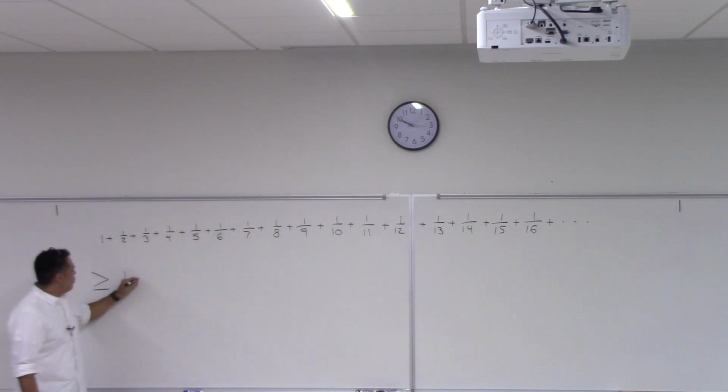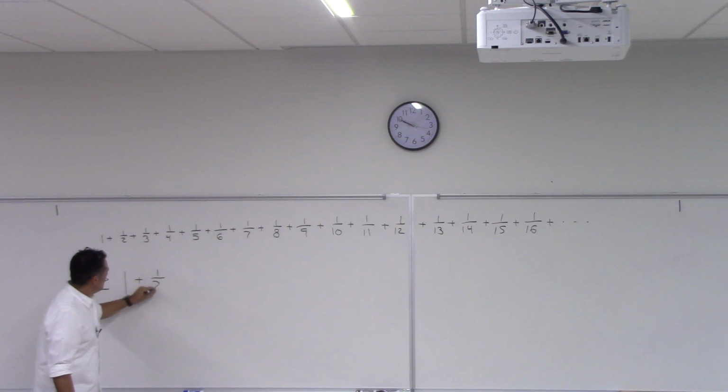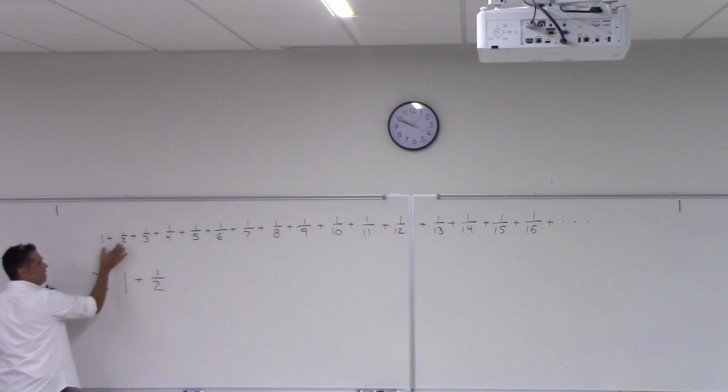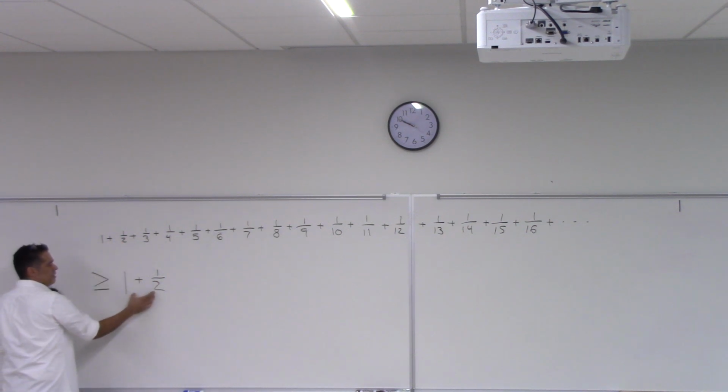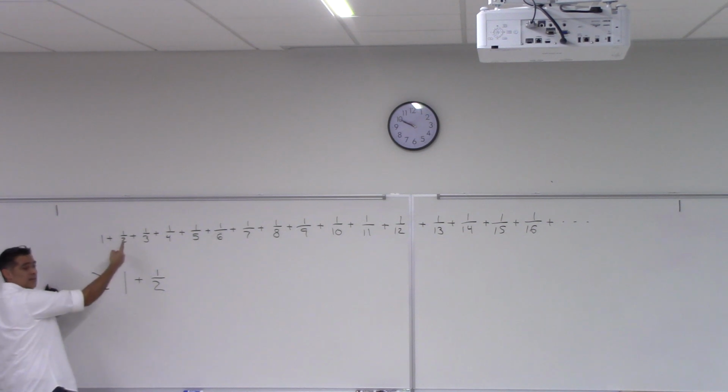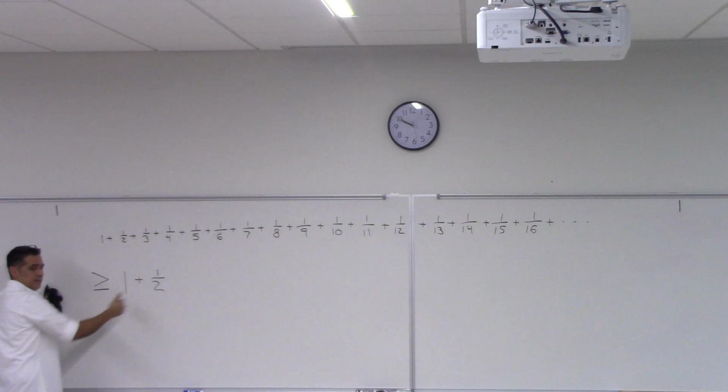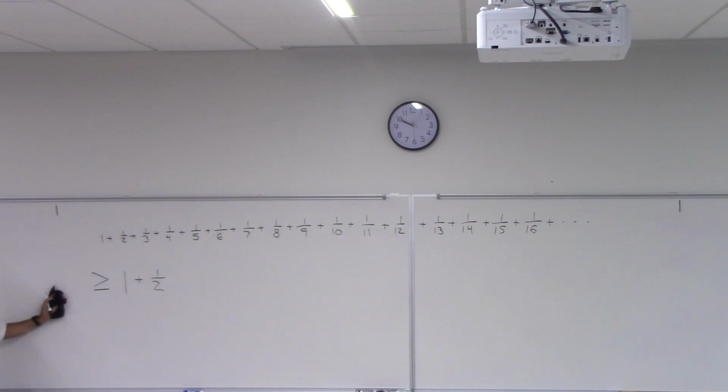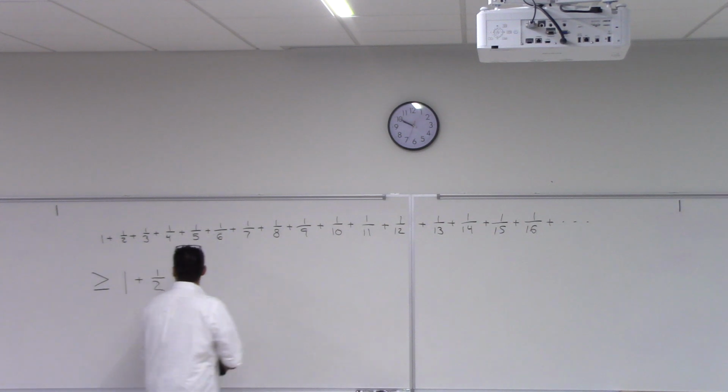Okay. How about 1 plus a half? Well, that's just the first two of these, right? Those two together, that's this. So this is smaller than that, yes? Or you could say that's bigger than this. We still agree? Okay, now this is where things start getting weird.